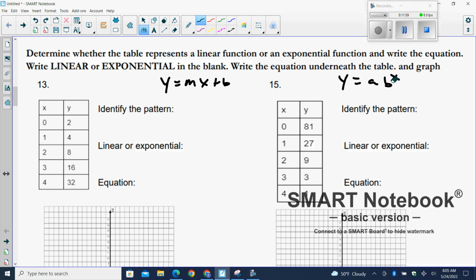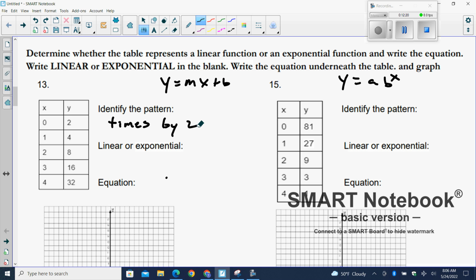Next step, how do I get from a 2 to a 4? By multiplying. So I multiply 2 times 2 and I get 4. 4 times 2 gives me 8. 8 times 2 does give me 16. 16 times 2 does give me 32. What is my pattern? Times by 2.